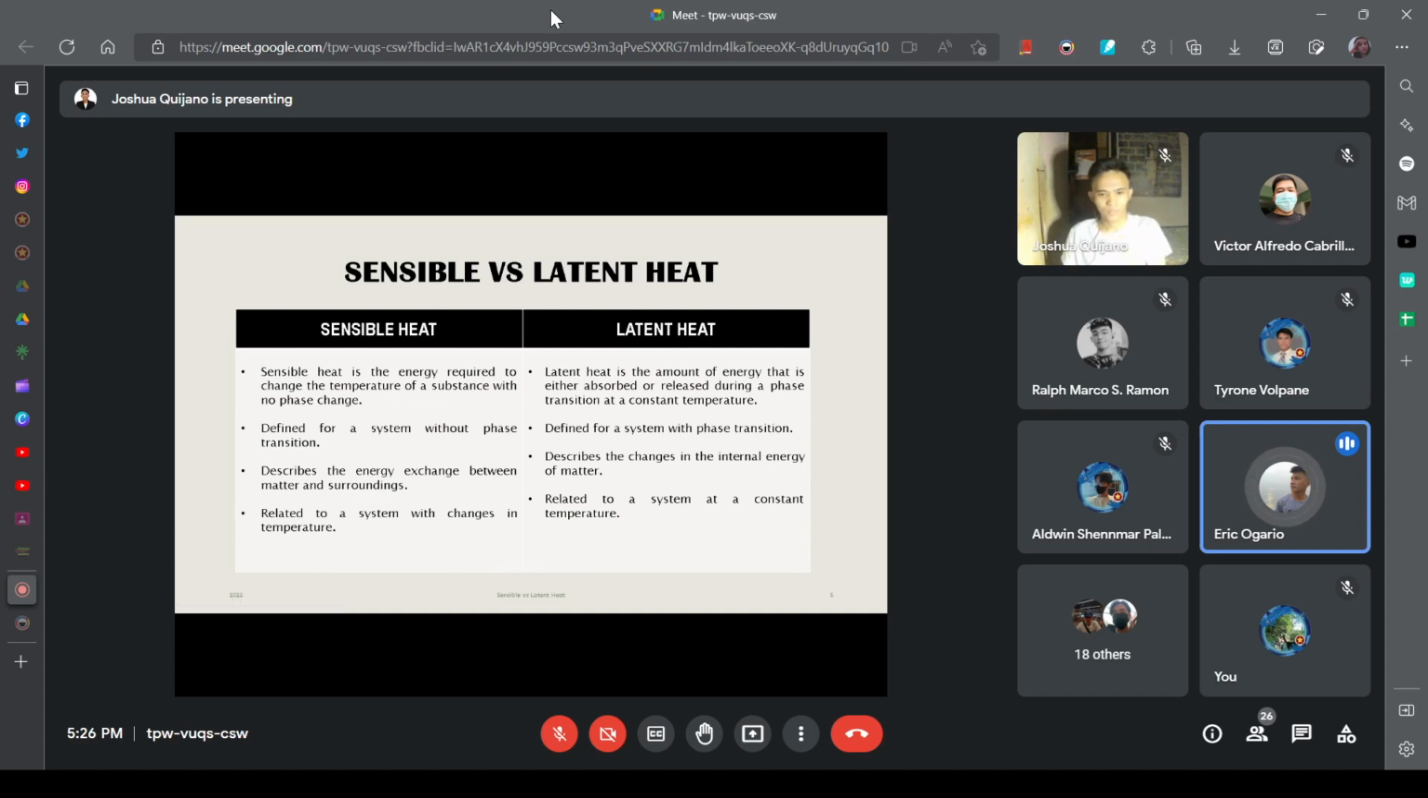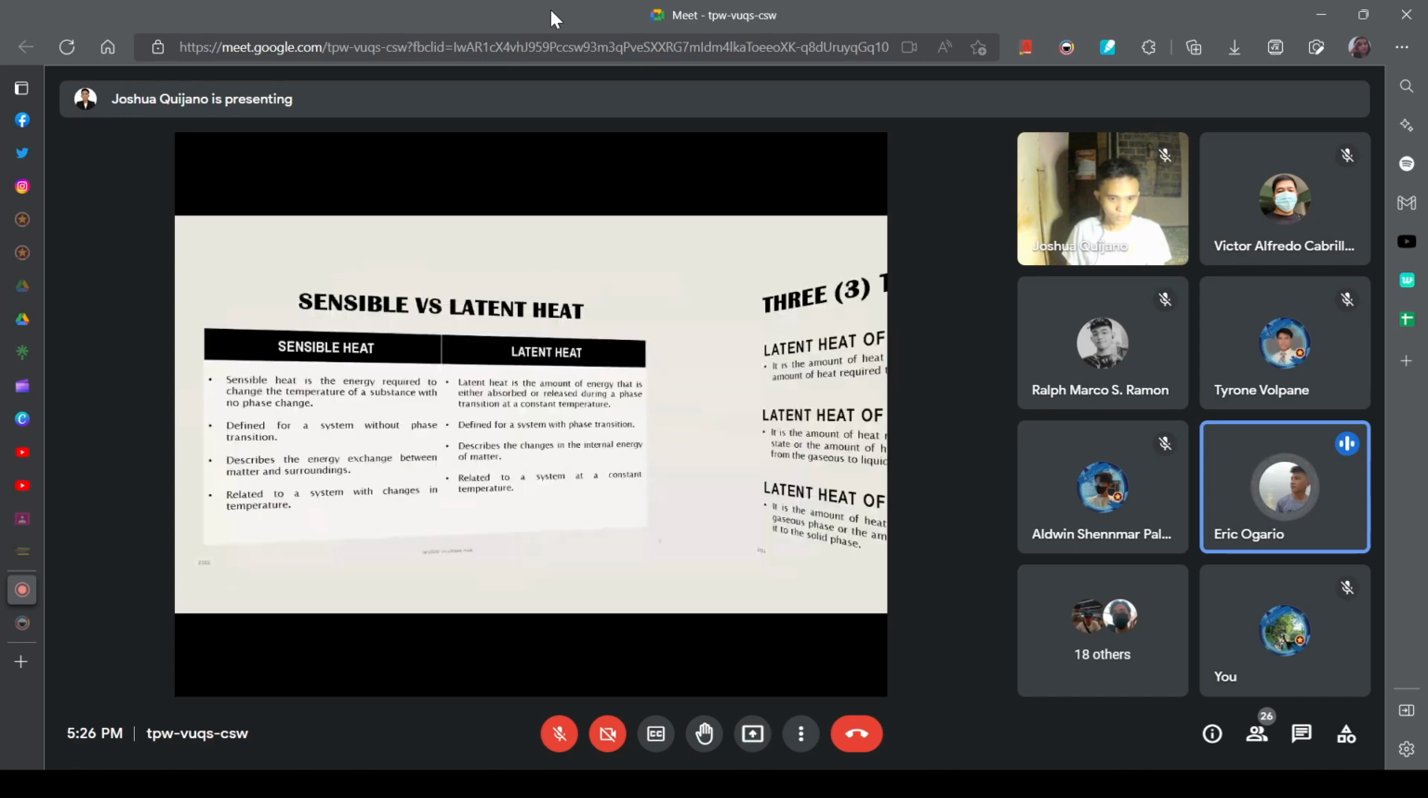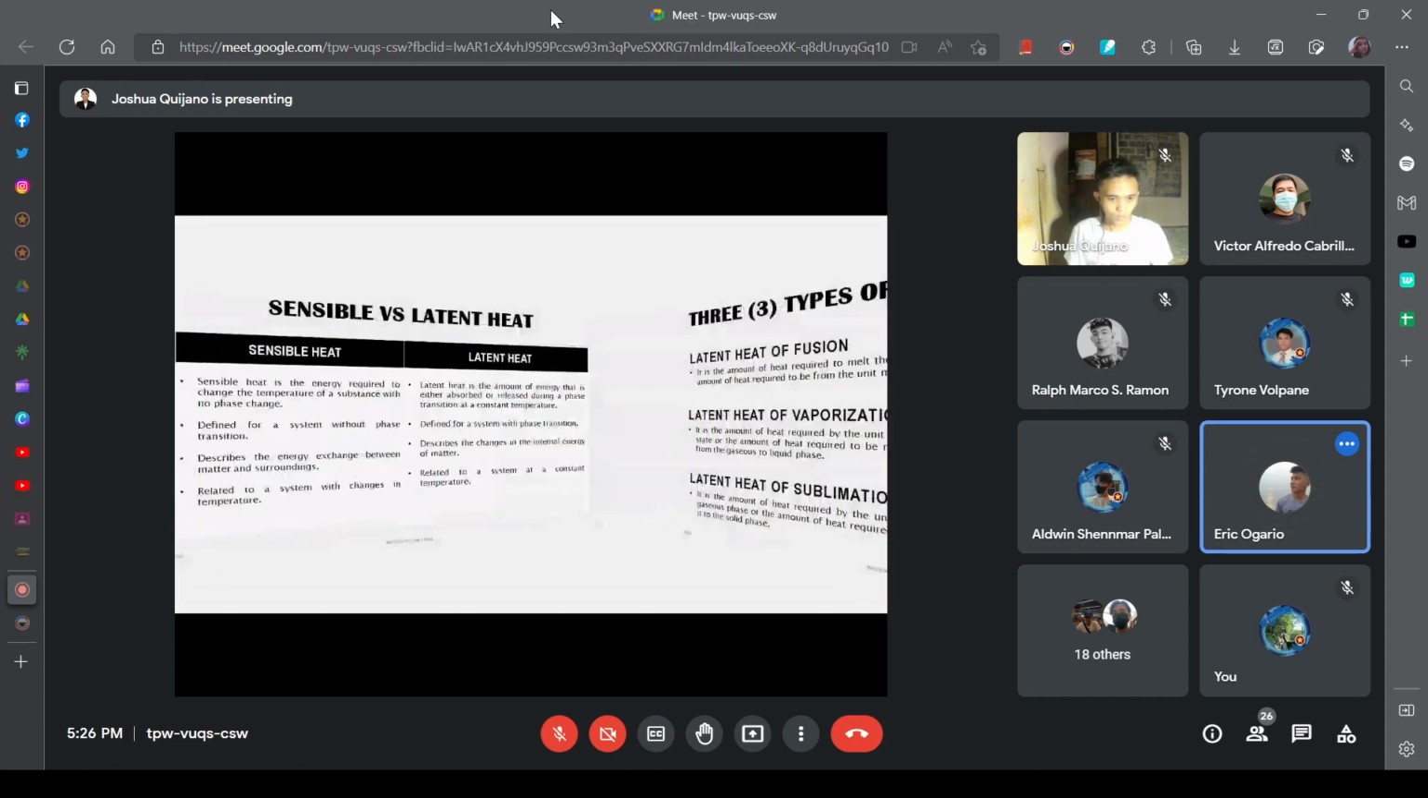Latent heat. Latent heat is the amount of energy that is either absorbed or released during a phase transition at a constant temperature. Defined for a system with phase transition, describes the changes in the internal energy of matter related to a system at a constant temperature. So parang ito yung nakikita natin yung pagbabago niya from solid to liquid, from the ice cube into ice water. So nagbago yung state of matter niya pero same pa din siya ng temperatures.